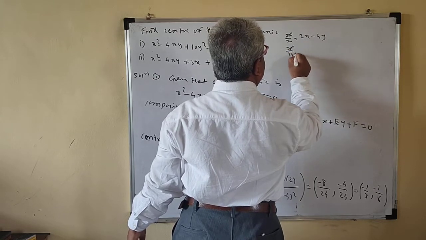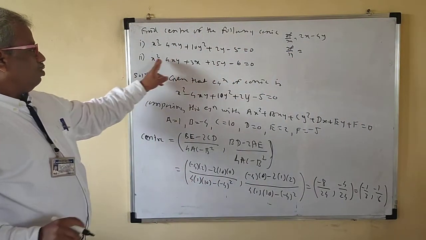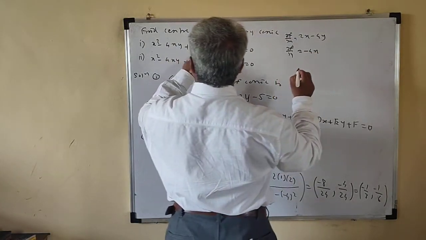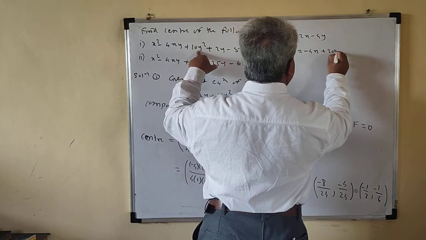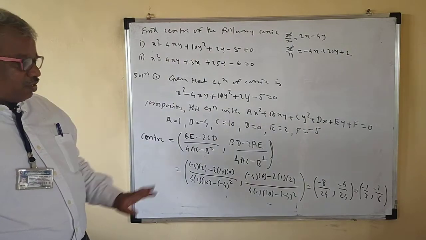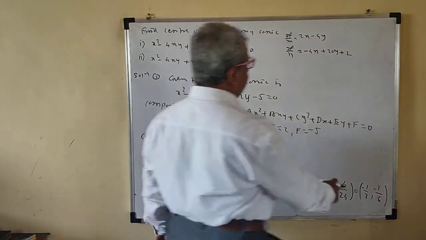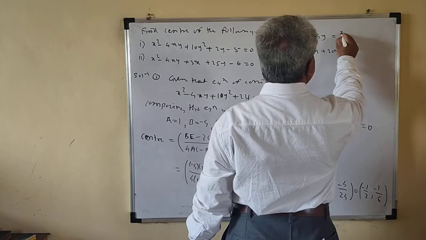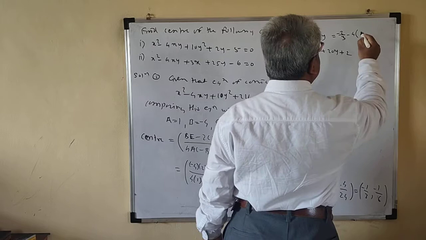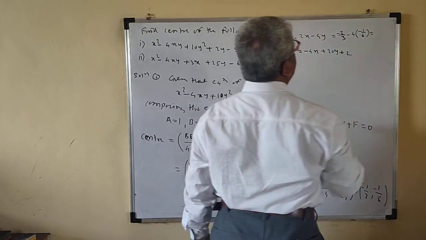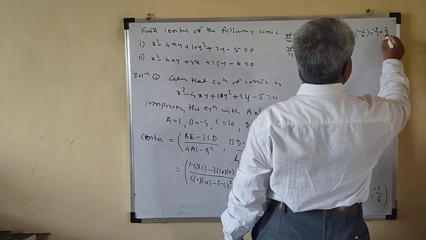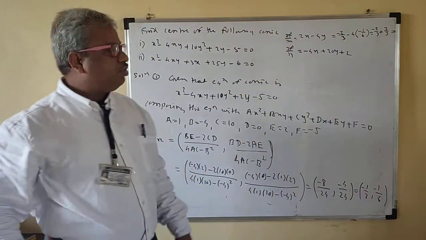Now we will find dou f by dou y. So what is that then? Minus 4x plus 20y plus 2. Now we put these values here. We'll check whether it is 0 or not. So here it is 2 by 3, and this is minus 2 by 3. Minus 4 into minus 1 by 6, so minus 2 by 3, minus 1 becomes plus, so 2 by 3. This is 0. So you get 0.